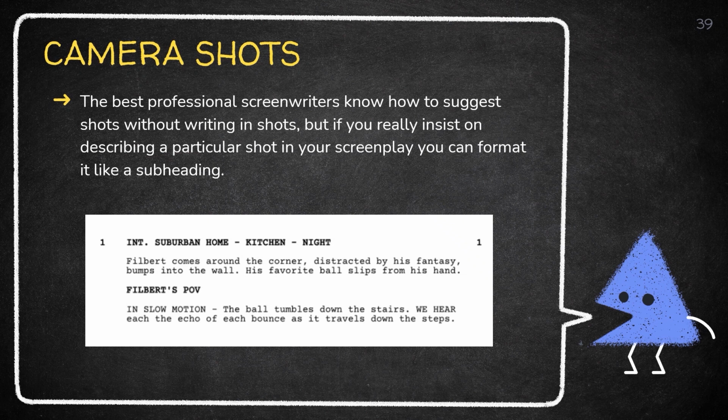So the scene heading is interior, suburban home, kitchen, night. As Filbert comes around the corner, distracted by his fantasy, bumps into the wall, his favorite ball slips from his hand. So this is an action line. So Filbert, the character, is moving.